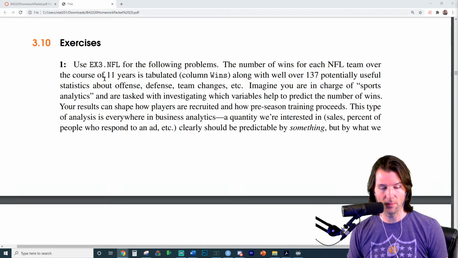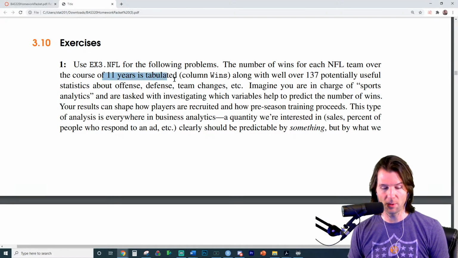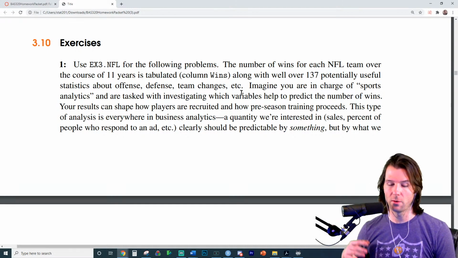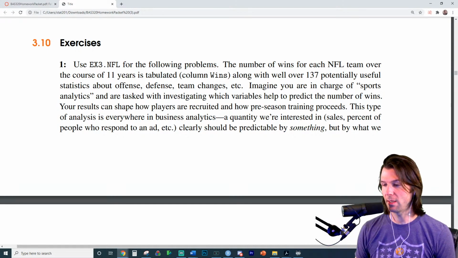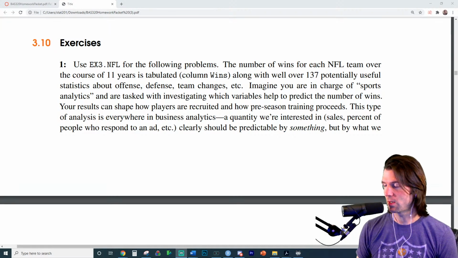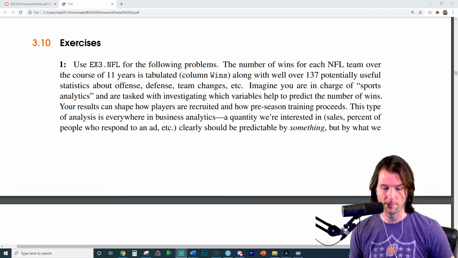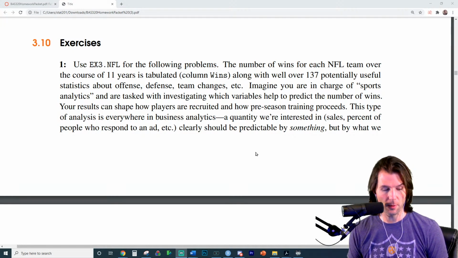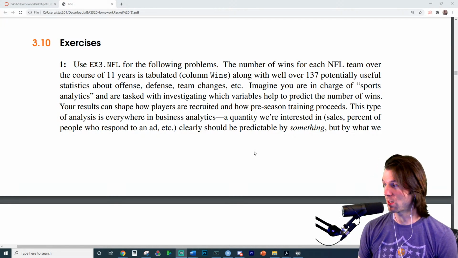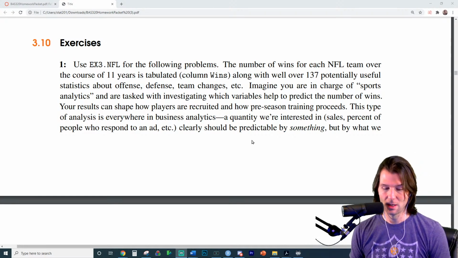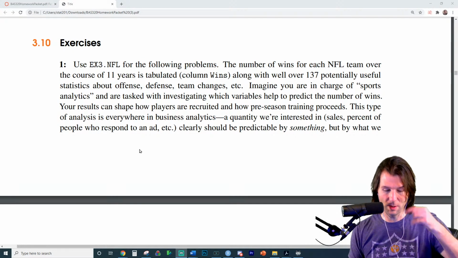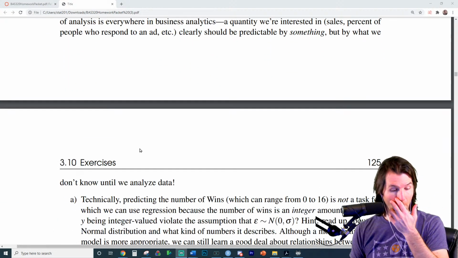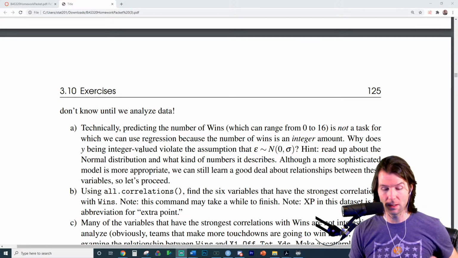The number of wins an NFL team has in 11 years is tabulated in the wins column, along with 137 useful other statistics, things like their defense, their yards per play. All this other information is tabulated for us, so we can view tons of information about a team. Your results can shape how players are recruited and how preseason training proceeds. This type of analysis is everywhere in business analytics. Yeah, sports analytics is all over the place. Huge business. A quantity we're interested in, sales or percent of people who respond to an ad, clearly should be predictable by something, but by what we don't know until we analyze the data.